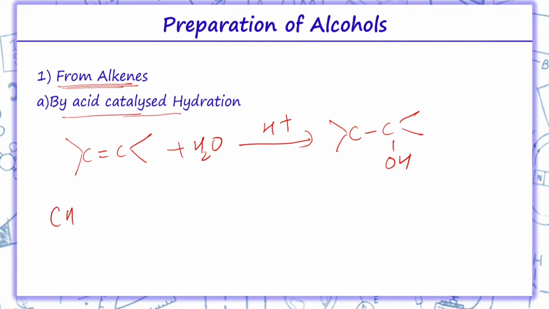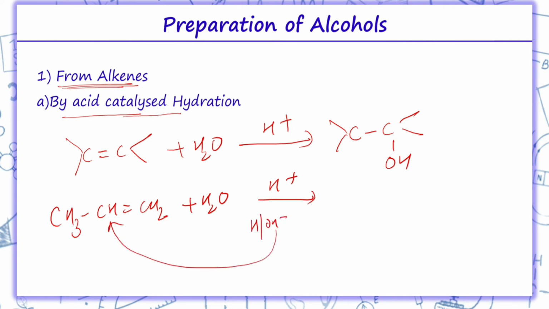rule. For example, we have CH3 CH double bond CH2. So here water will be added following Markovnikov's rule. Markovnikov's rule says the negative part goes to that carbon having less number of hydrogen. So here we will get secondary alcohol.